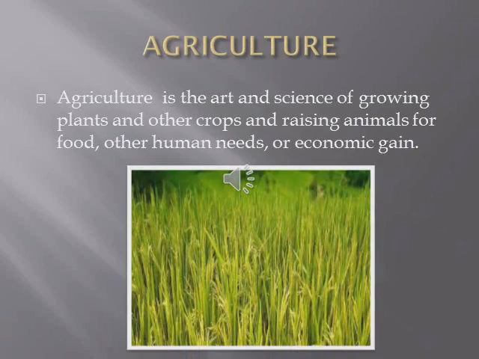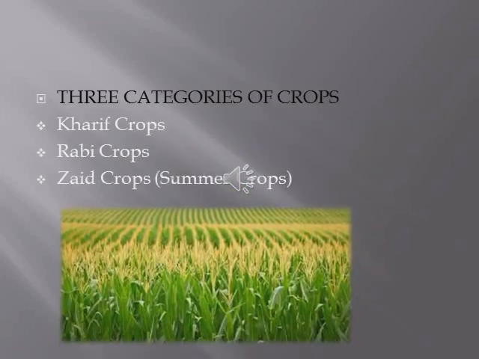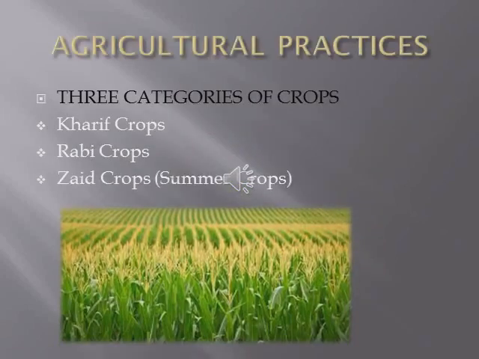What is agriculture? Agriculture is the art and science of growing plants and other crops and raising animals for food, other human needs or economic gain. Now let's see about agricultural practices. Agriculture has always been the backbone of our country's economy. In our country, the following three categories of crops are grown. First category, kharif crops, second one rabi crops and third one shade crop.